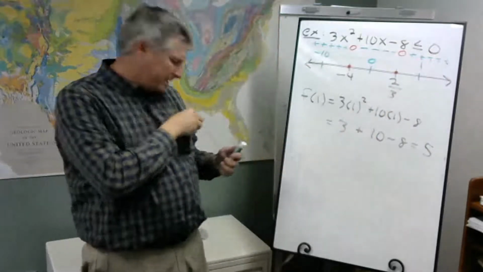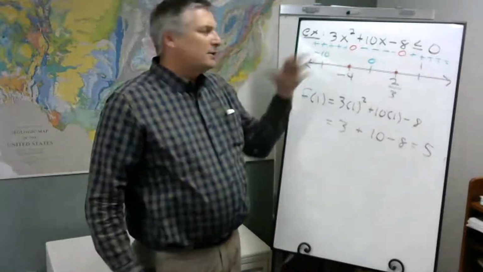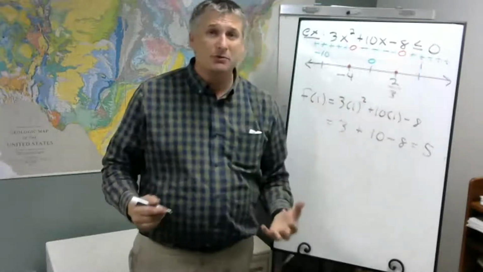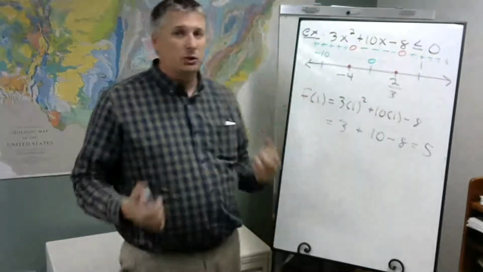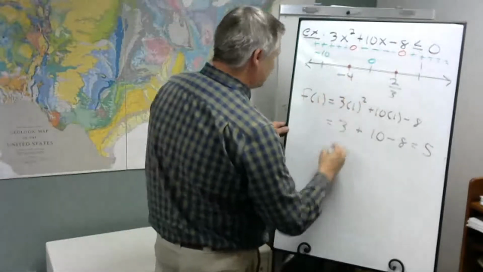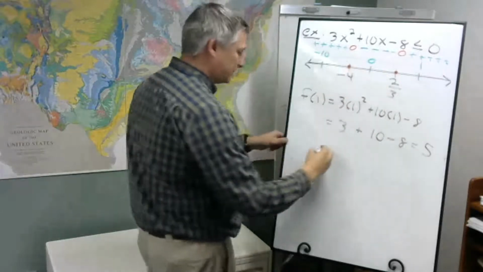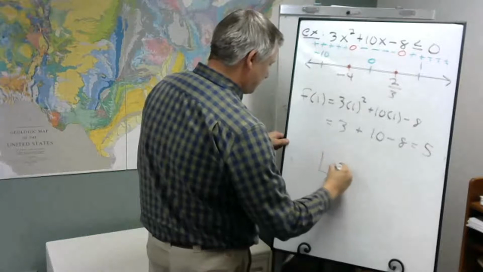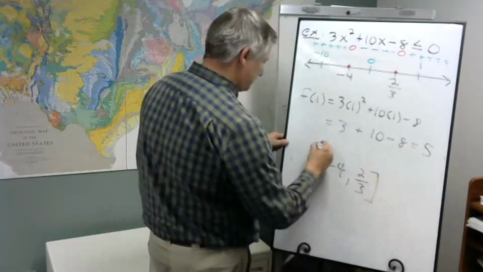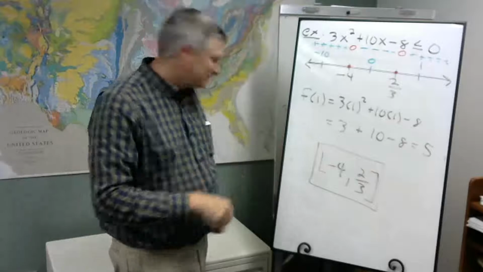So what's our answer going to be? Well, we want the intervals where this is less than or equal to 0. We do have an inclusion here, so that means we will include the x-intercepts. So we're equal to 0 and less than 0 between -4 and 2/3. And that's going to be our answer.